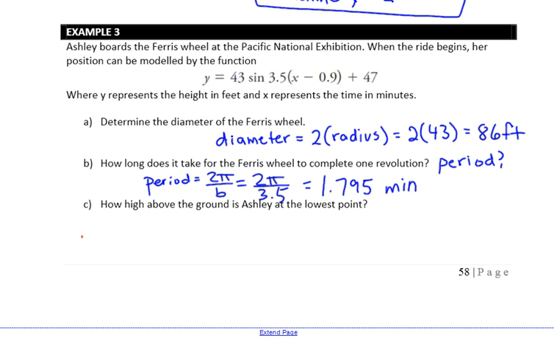How high above the ground is Ashley at the lowest point? So what are we really looking for? What is the lowest point? What do we call that? The min. And what formula do we use to get min? D minus A. We start at our midline, subtract our amplitude. So our D is 47 minus 43 is 4 feet off the ground.